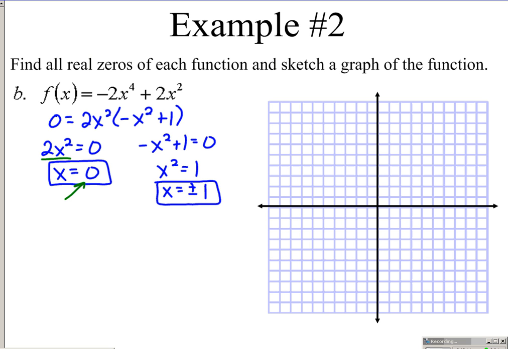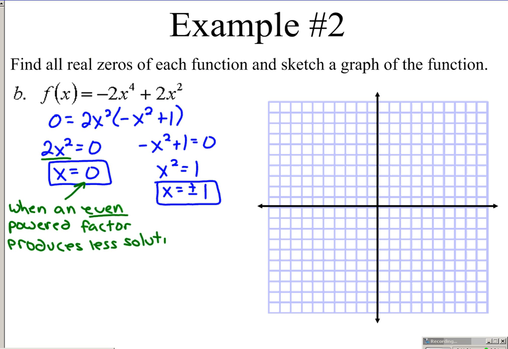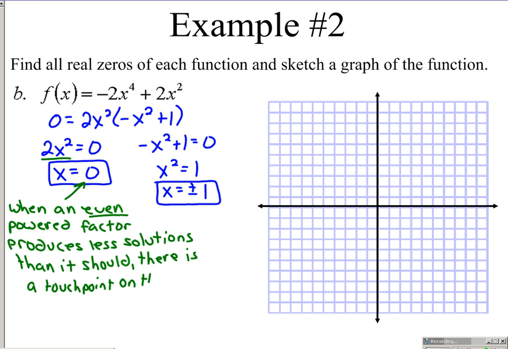So only when an even powered factor produces less solutions than it should, there is a touch point on the graph.